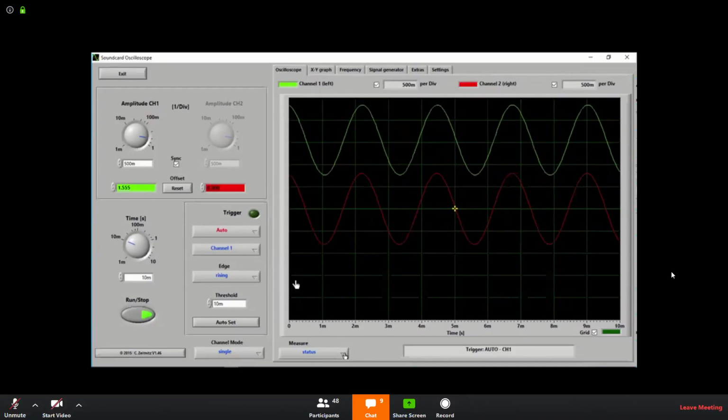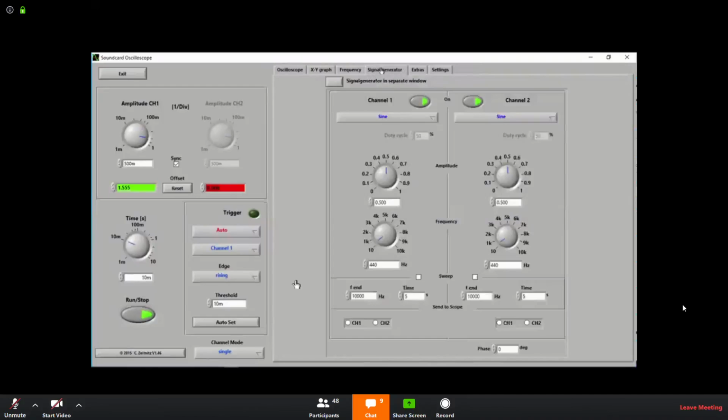Now suppose you want to know the frequency of this signal. We have a feature to measure the frequency and the amplitude. If you click here, see, the frequency in channel 1 is 440 hertz, and the frequency in channel 2 is also 440 hertz. If you want to change it, you can go to the signal generator and change the frequency of the signals.